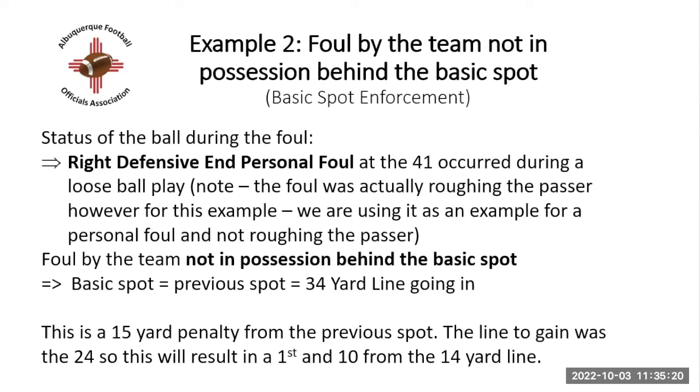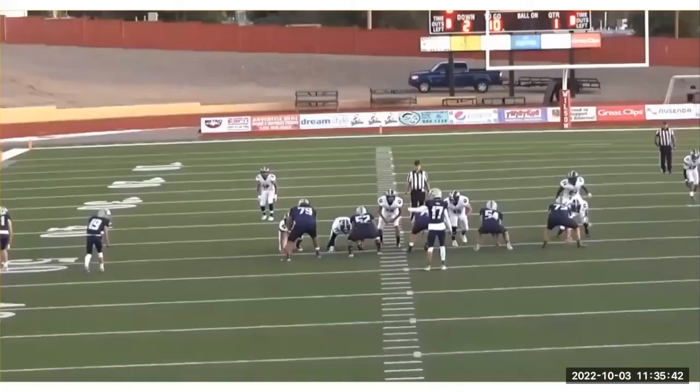So we are using this just as an example of a foul on the team not in possession, in this case the defense, behind the basic spot. Basic spot was the previous spot, 34-yard line going in. So this is a 15-yard penalty from the previous spot. The line to gain was the 24. So this will result in a 1st and 10 from the 14-yard line. Next play.